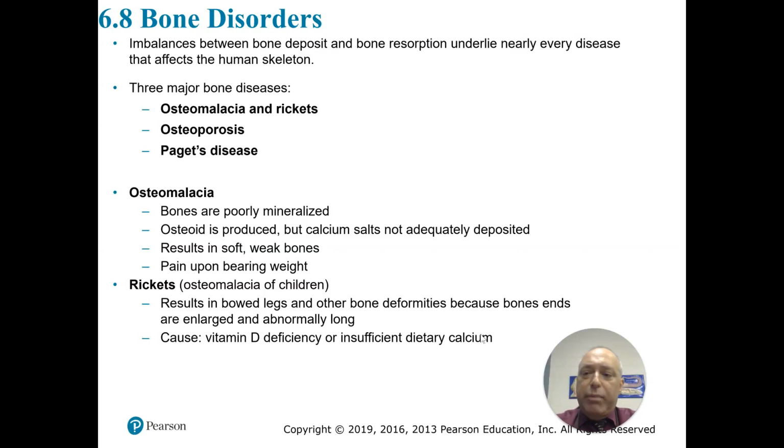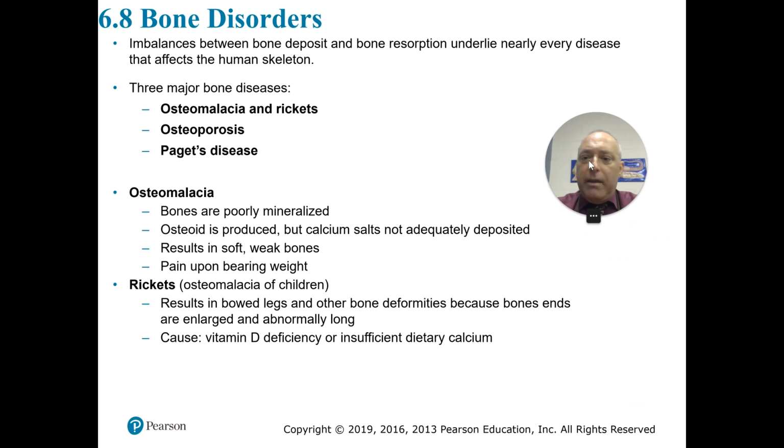Okay, let's look at certain bone disorders. The imbalance between bone deposition and reabsorption underlies nearly every disease that affects the skeleton. We've got osteomalacia and rickets, and osteoporosis and Paget's disease. In osteomalacia, the bones are poorly mineralized. The osteoid is produced, but calcium salts are not adequate for deposition. And you get soft, weak bones and pain upon bearing weight.